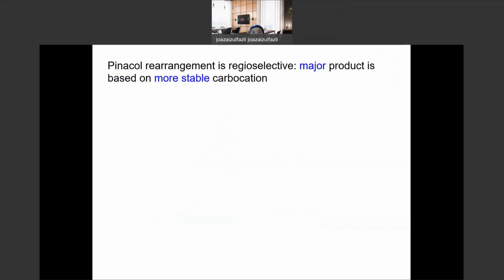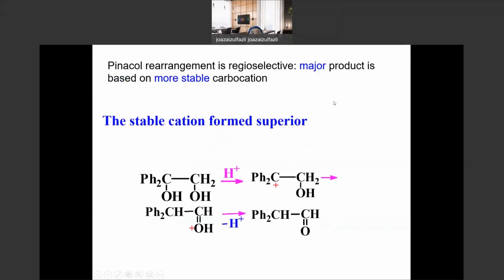Really, the pinacol rearrangement is regioselective. Regioselective means it depends on, in this case, the carbocation. The major product is based on the most stable carbocation, and the more stable cation formed is superior. It means we form the major product. For example, in this case, the first step is a protonation.